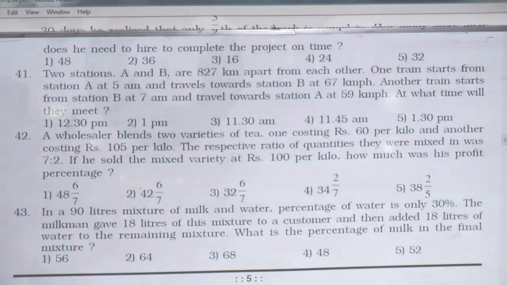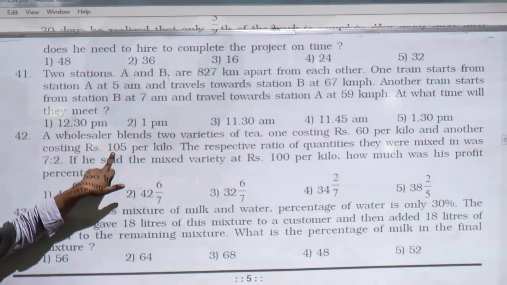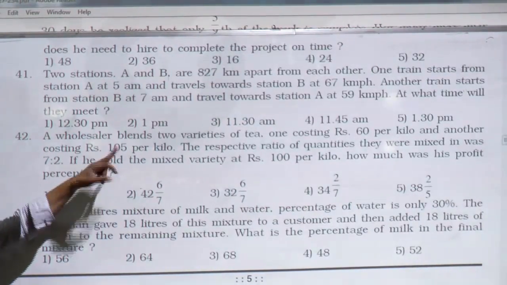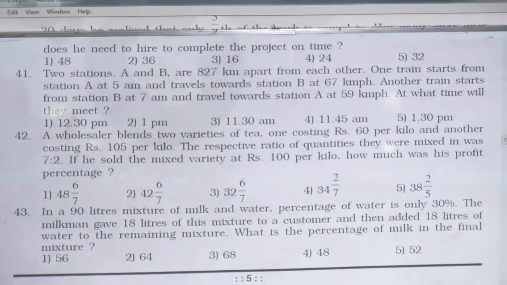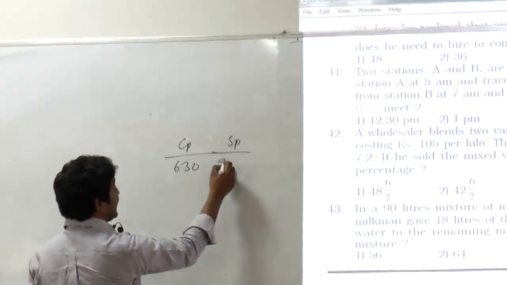And next, how much was his profit percentage? You are asked about profit percent. So if you calculate cost price, then you can get profit, and then you can calculate profit percent. 7 kgs of first variety, and first variety costs 60 rupees per kg. 7 kgs cost 420, and 2 kgs of second variety, that costs 210. 420 plus 210, 630. Cost price is 630. By selling 9 kgs at the rate of 100 rupees per kg, he can get 900 rupees.